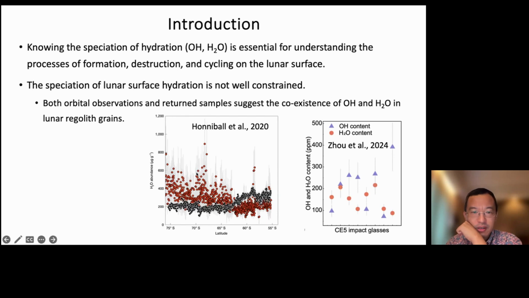on the lunar surface. On the left plot, I'm showing a plot from Casey's paper from a few years ago. This is a SOFIA observation. The black dots are the H2O, while the red dots are OH plus H2O from M3. On the right plot, I'm showing recent results from Chang'e-5 sample analysis. You can see this impact glass beads. They also found both OH and H2O in the sample.